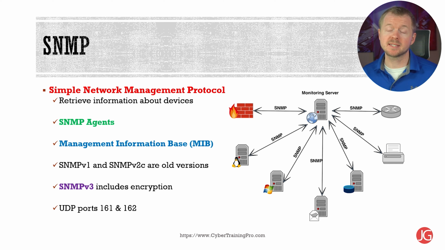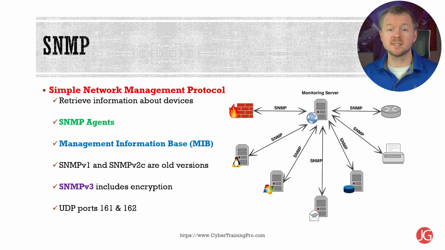SNMP version 1 had serious security concerns because it would send all the data, including passwords, unencrypted over the network. SNMP version 2C also had similar issues. SNMP version 3 is the current version that includes encryption, and it's what you should use when you enable SNMP. SNMP runs on UDP ports 161 and 162.